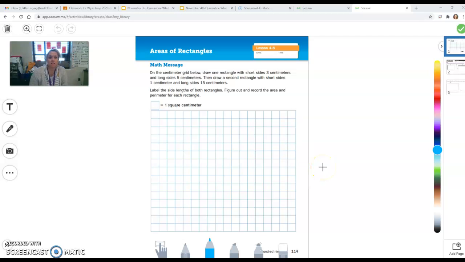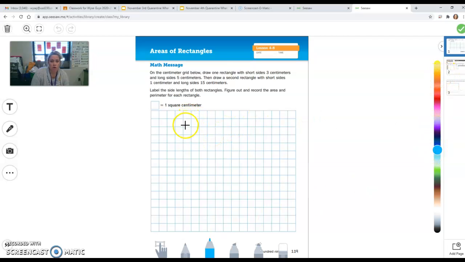Okay, so today this says, on the centimeter grid below, draw one rectangle with short sides 3 centimeters and long sides 5 centimeters. Then draw a second rectangle with short sides 1 centimeter and long sides 15 centimeters. We're going to label the side lengths of both rectangles and then figure out and record the area and perimeter of each rectangle. All right, so let me get my drawing tools going here.